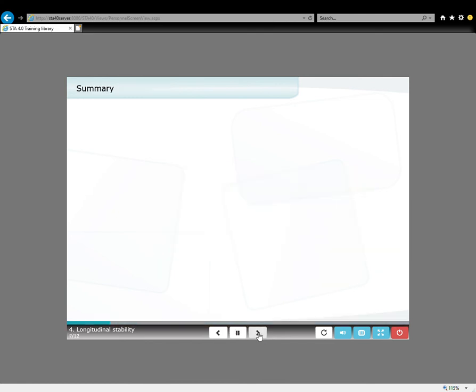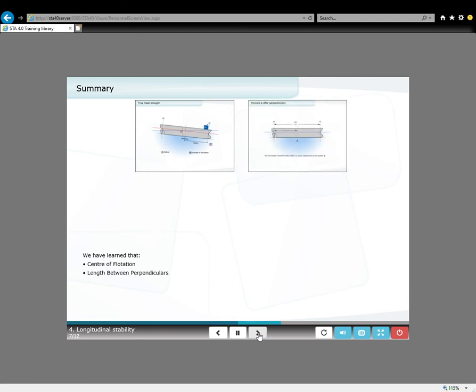We have now reached the end of this chapter about longitudinal stability. We have learned that a ship trims and heels about the centre of flotation. The true mean draft is at the centre of flotation, and a layer correction needs to be applied to the draft taken amidships. The length between perpendiculars is usually measured between the most forward part of the hull at the draft at the summer load line and the rudder stock.